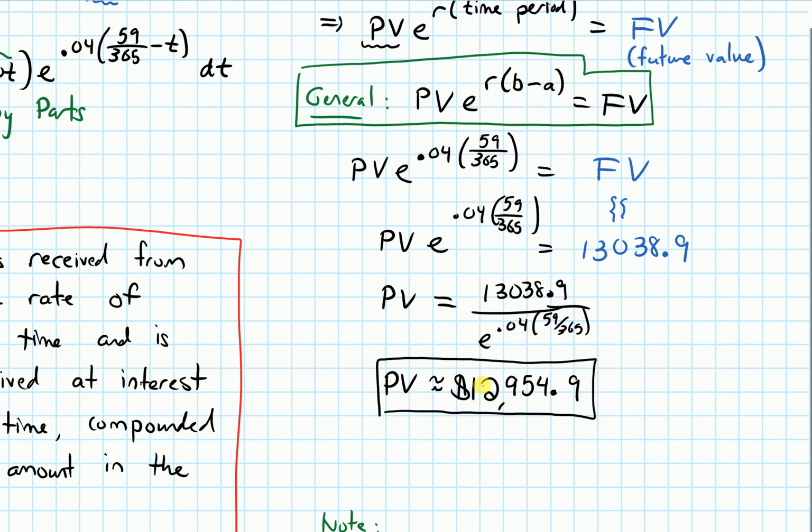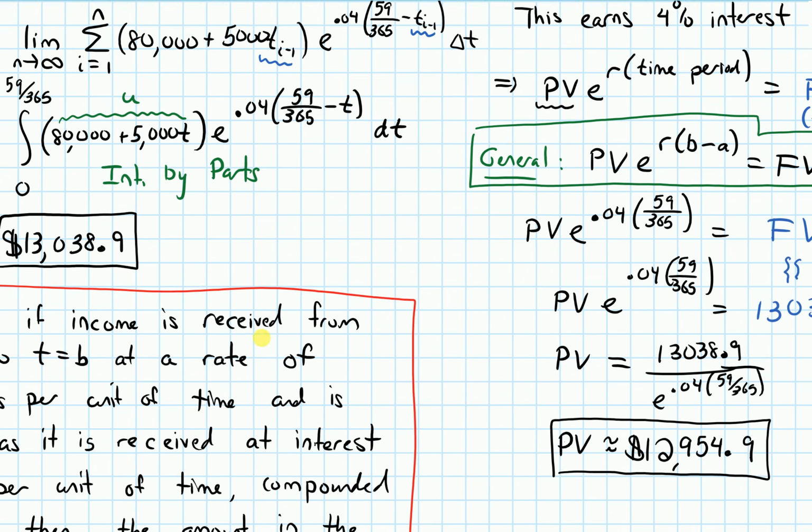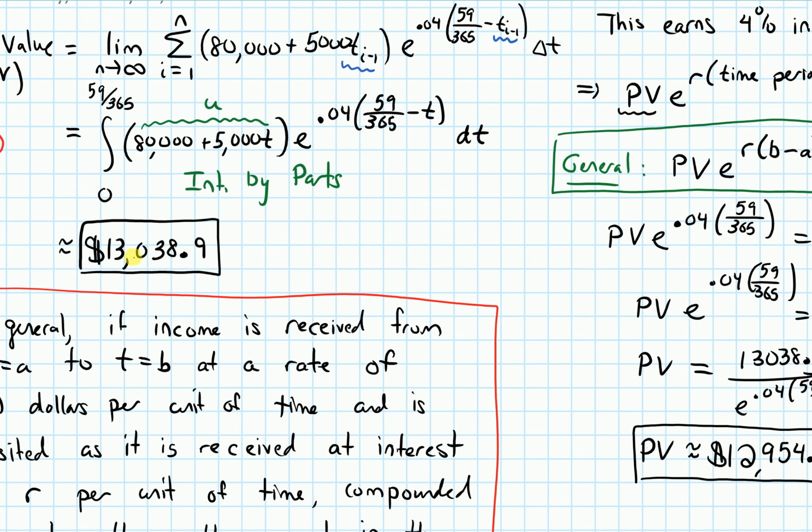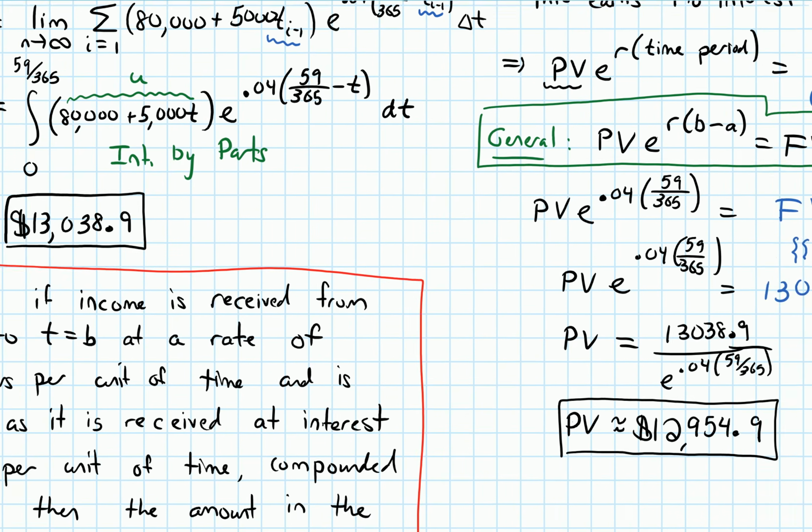Conceptually, this represents how much money we would have had to put in the account so that if we did nothing with it, if we added no more money but just earned interest, the value of it by the end of that 2 months would be the same as this number, $13,038.90, same as the future value.